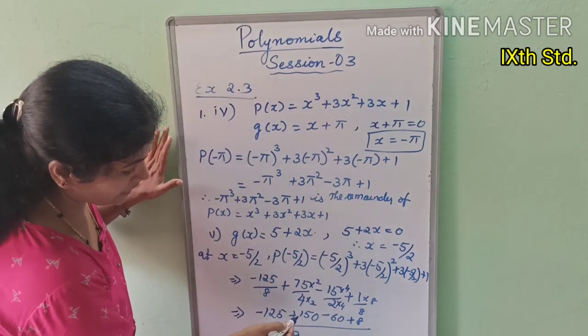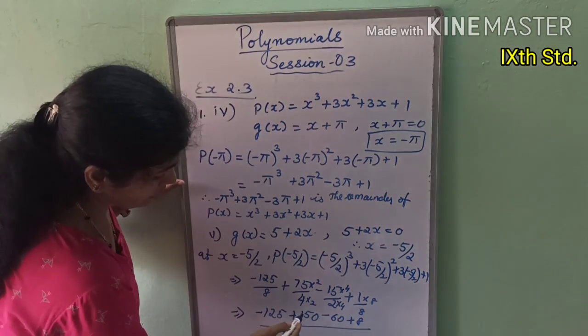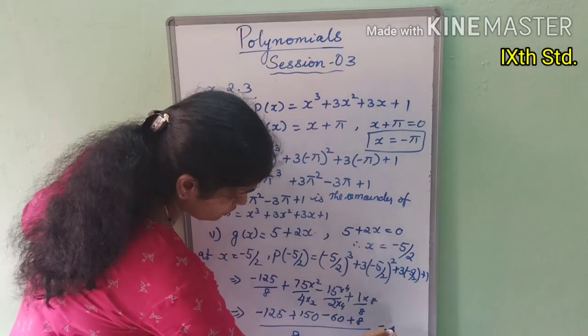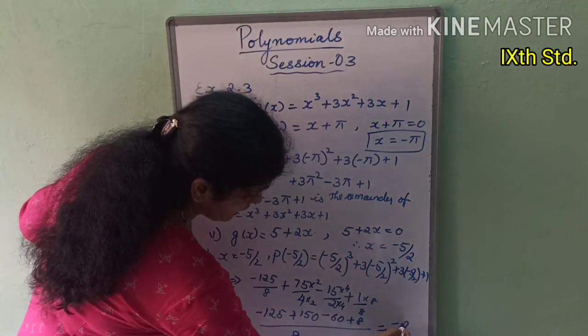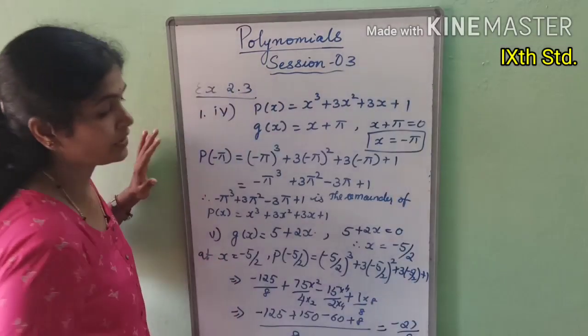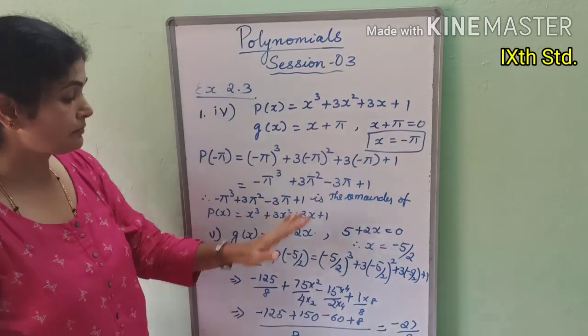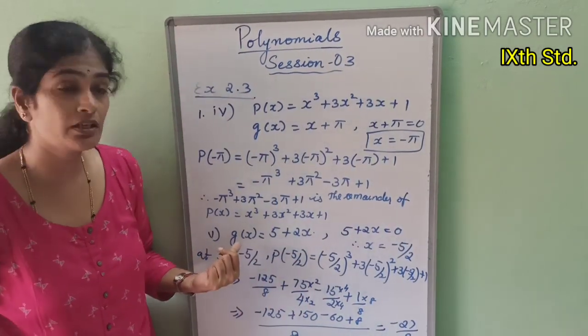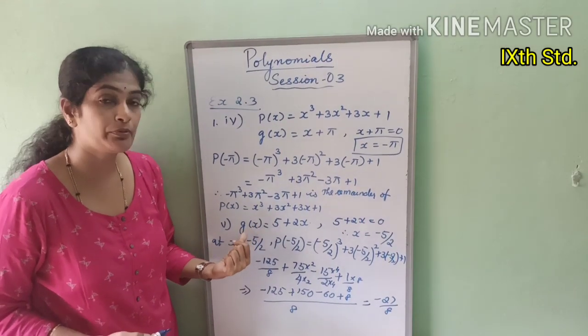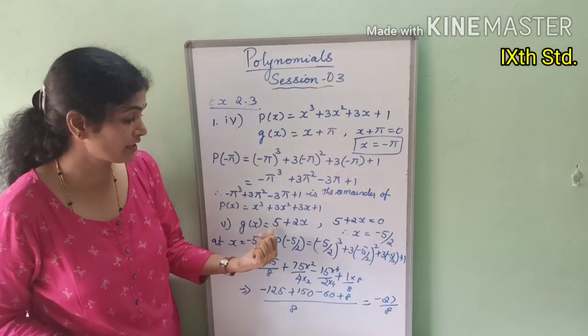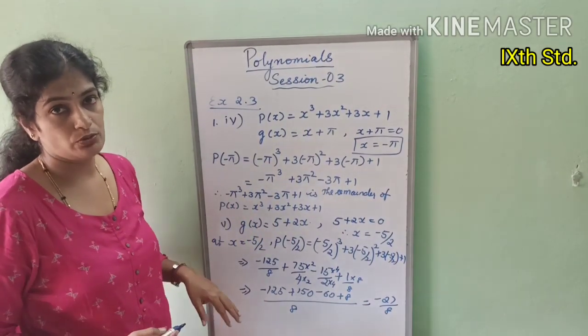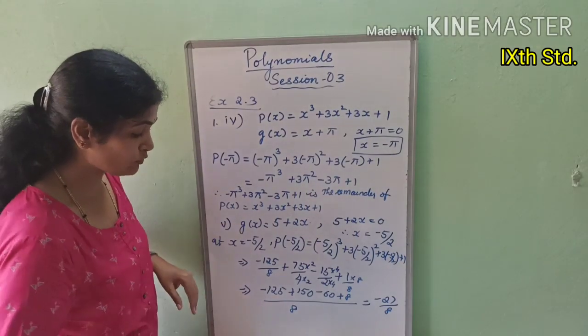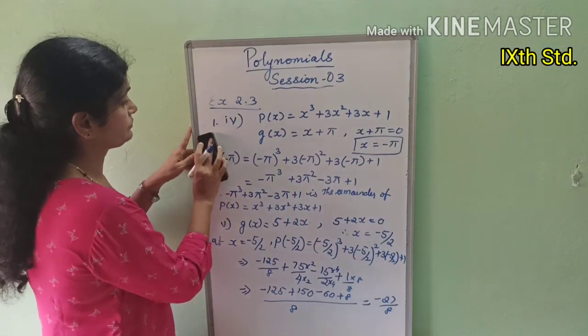If you simplify 25, 150, this will be leading to minus 27 by 8. So this minus 27 by 8 is the remainder when the polynomial p of x is divided by g of x, which is equal to 5 plus 2x. Okay. Now let's move on to the second question.